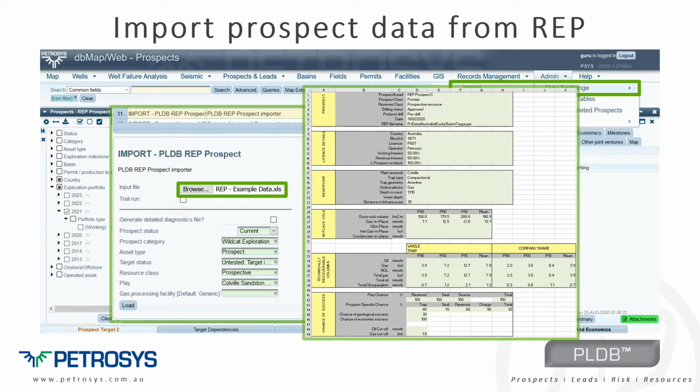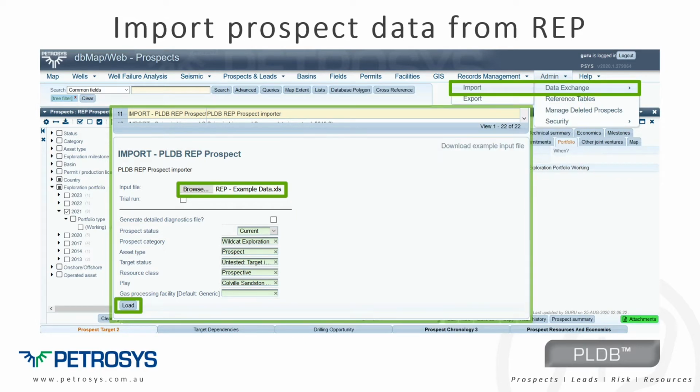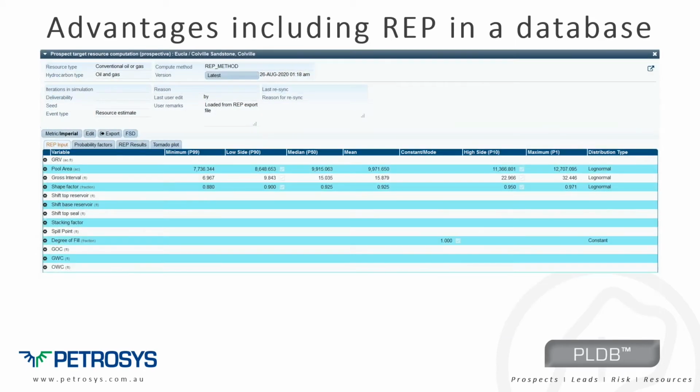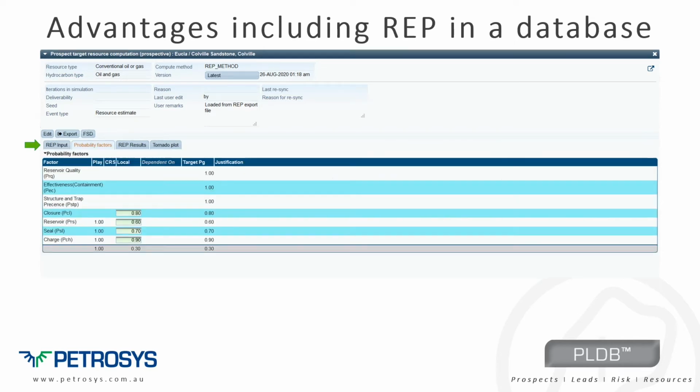It is possible for our clients to load all their rep prospects and resource estimates and to incorporate the knowledge developed and commercial potential when assessing their entire prospect inventory. The advantages of working with rep prospects within PLDB include a record of the compute method used, a record of all input variables, probability factors, and results.